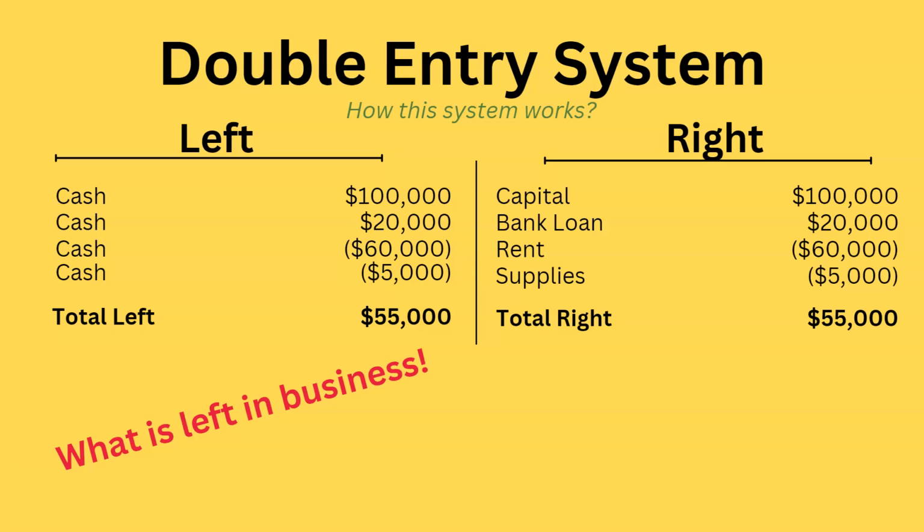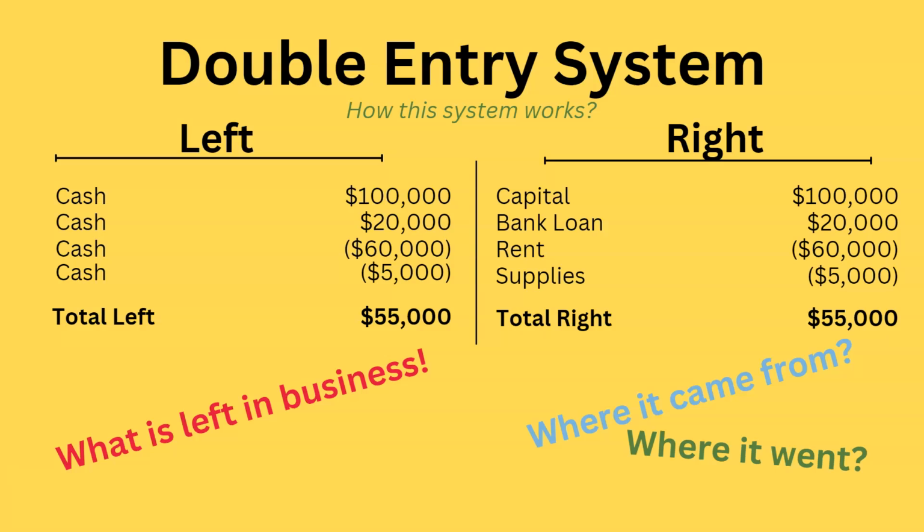What about the right? The right will explain where the money came from, which is explained with the positive transactions on the right. And another thing that it explains is where the money went, because what we have is only the money, the cash. The question now is where it went. The negative transactions on the right explain where the money went. It went to rent and it went to supplies, 60,000 and 5,000.